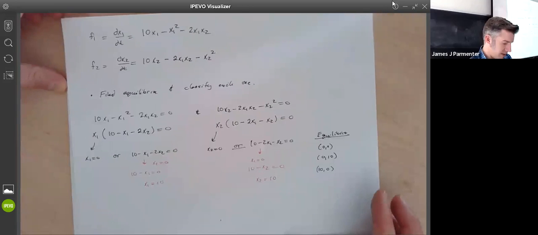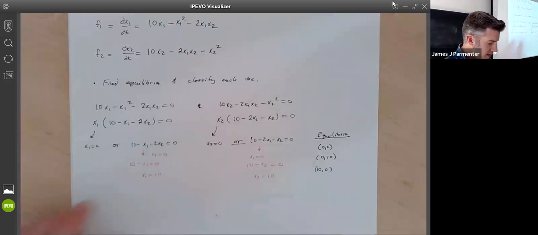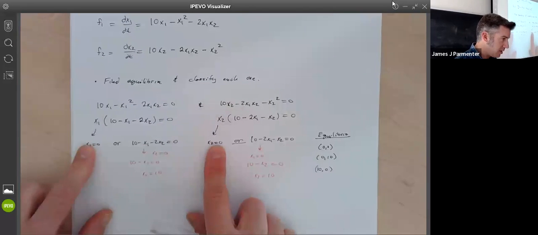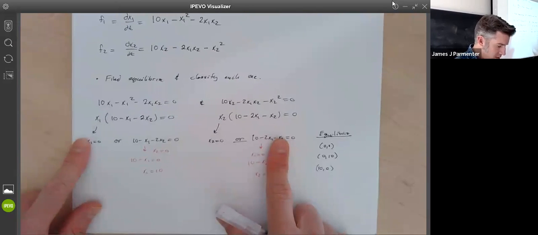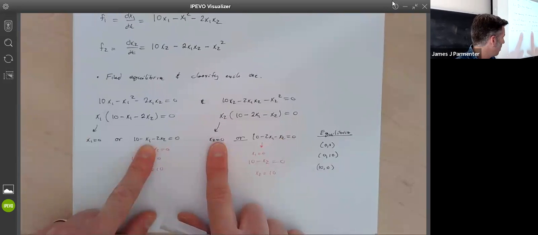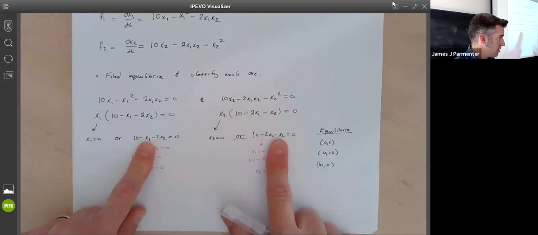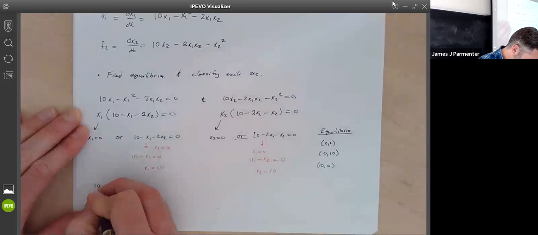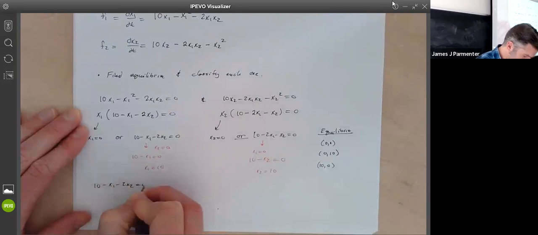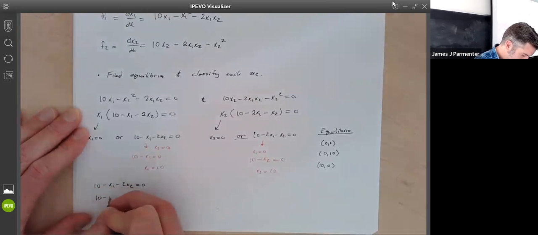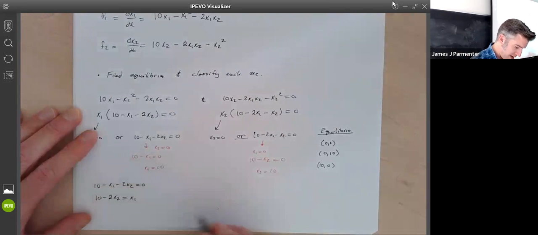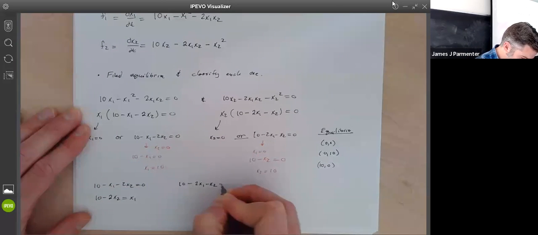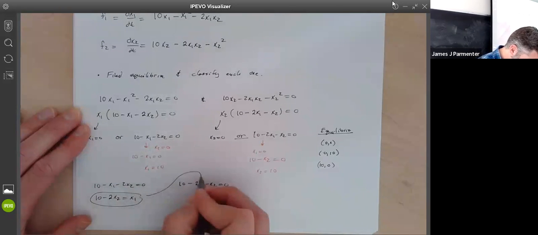And then the last one, which is kind of the hardest. There are two ways this equation can be 0, and two ways this equation can be 0, and I need to find all possible combinations. So both of these can be 0, or this one and this one, and so on. Essentially, I'm going to use both of these equations, solve for one, and plug it into the other. I have 10 minus x1 minus 2x2 equal to 0. Adding x1 to both sides, 10 minus 2x2 equals x1. Then I'm going to plug that into the other equation, 10 minus 2x1 minus x2 equal to 0.